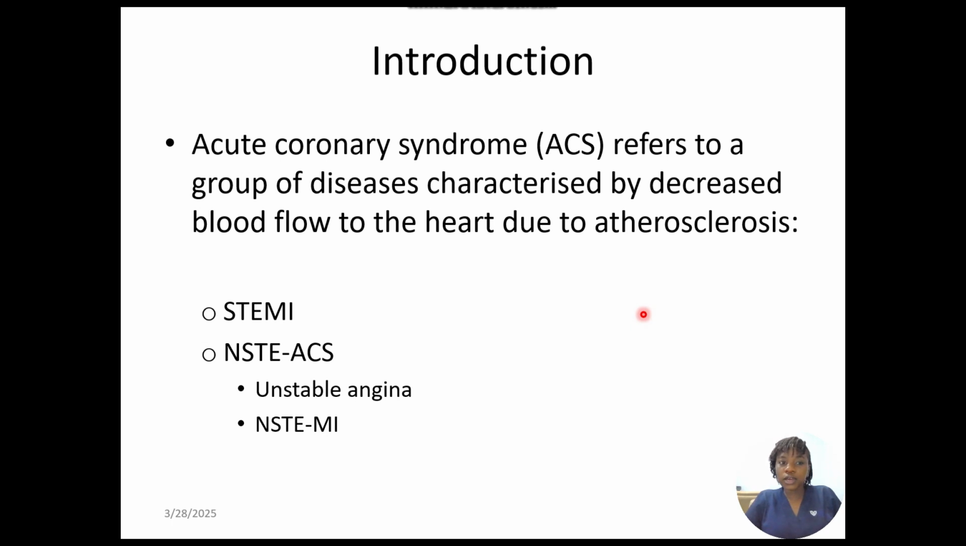To introduce the topic, acute coronary syndrome refers to a group of diseases that's characterized by reduction in blood flow to the heart, and it's due to atherosclerotic disease of the coronary arteries. Now, this disease entity is classified into two broad groups: ST elevation myocardial infarction and non-ST elevation acute coronary syndrome. Now, the second class is further grouped into unstable angina and non-ST elevation myocardial infarction.